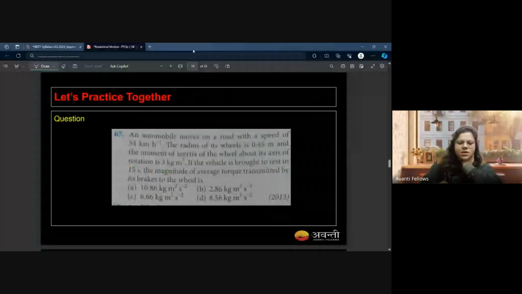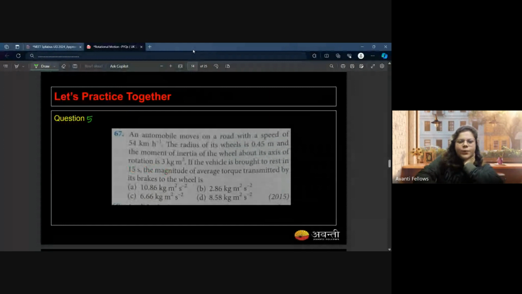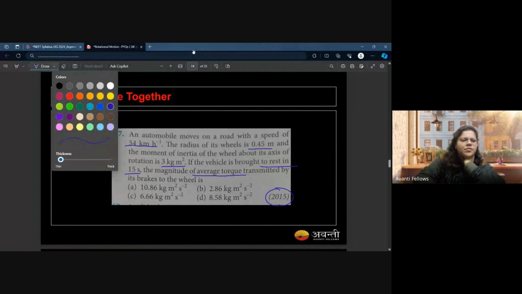Let's come to question 5. Question 5 is from 2015, and it says that an automobile moves on a road with a speed of 54 km per hour. The radius of its wheel is 0.45 meter, and the moment of inertia of the wheel about its axis of rotation is this much. If the vehicle is brought to rest in 15 seconds, find the magnitude of the average torque transmitted by its brakes. Okay, we need to calculate the average torque, as simple as that.